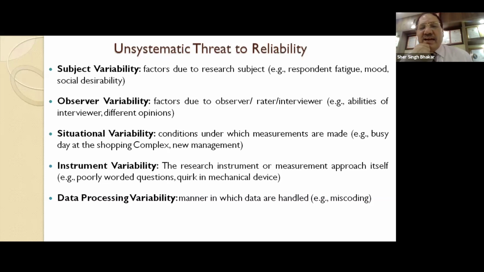Situational variability means even the conditions under which the measurements are made can vary. Say you are asking somebody to give a response on satisfaction, and you are doing it in a busy market. To get rid of you, he might just say extremely satisfied. He might say I'm extremely unsatisfied, just to ensure that you would not ask a second question. So situational variability also creates problems for your reliability and validity.